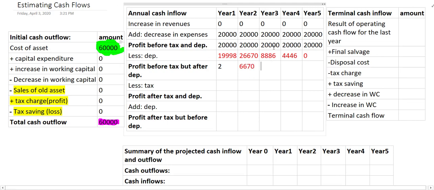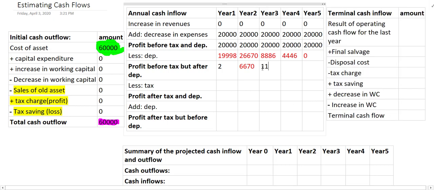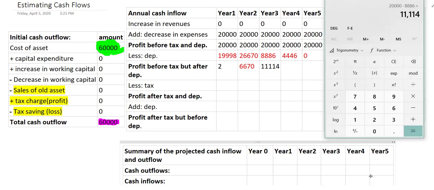Once again let me read this one. Next one is, for example, from 20,000 minus this amount. If you minus 20 from this amount, you get, I guess, let me calculate, from 20,000 minus the amount of 8,886, right? So you get 11,114, right? So 11,114 is the balance, and let me calculate for the next as well.